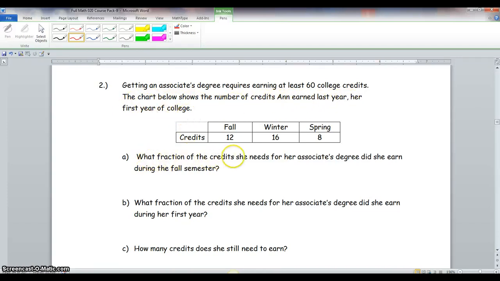It says A, what fraction of the credits she needs for her associate's degree did she earn during the fall semester? Now remember, she needs to earn 60 credits, so 60 would be our denominator. And then what she earned in the fall semester was 12. Now, in the previous problem, we did the prime factorization of 12, which was 2 times 2 times 3. And then we even did the prime factorization of 60, which was 2 times 2 times 3 times 5.